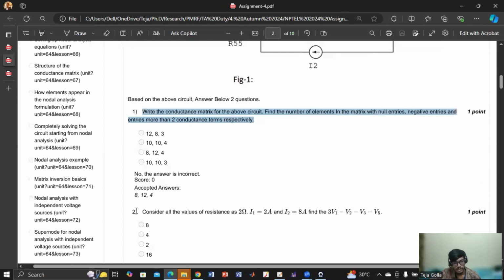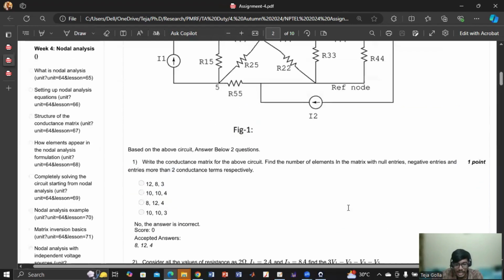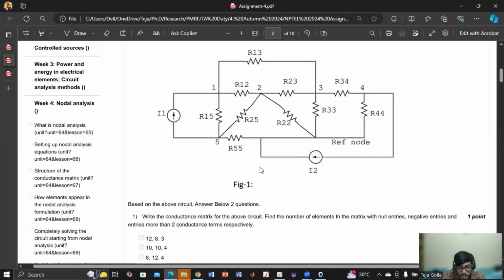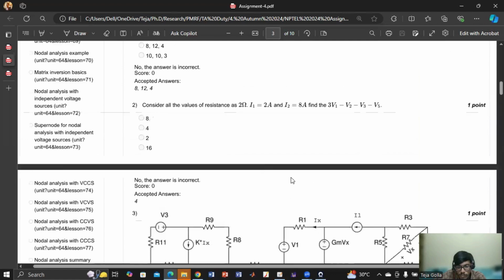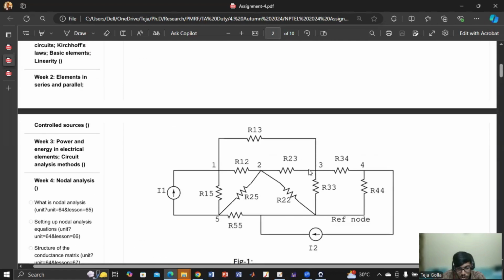So now they have given, consider all the values of resistance as 2 ohm, and I1 is 2 ampere and I2 is also 8 ampere. Then find 3V1 minus 3V2 minus V3 minus V5. Now this might look a little bit tricky, but if you see V1, V2, V3 and V5, let us see.